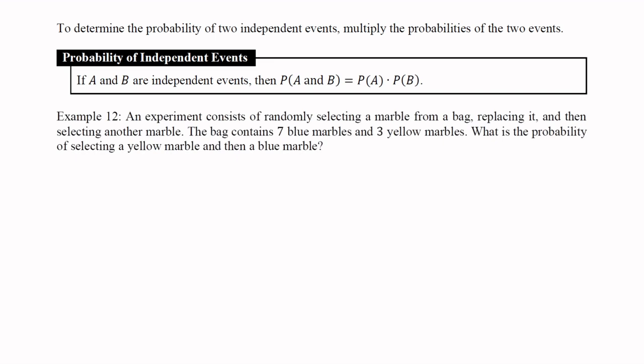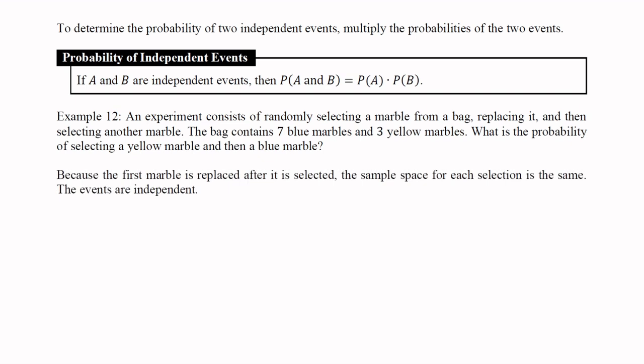An experiment consists of randomly selecting a marble from a bag, replacing it, and then selecting another marble. The bag contains 7 blue marbles and 3 yellow marbles. What is the probability of selecting a yellow marble and then a blue marble? Because the first marble is replaced after it is selected, the sample space for each selection is the same, so that makes the events independent.